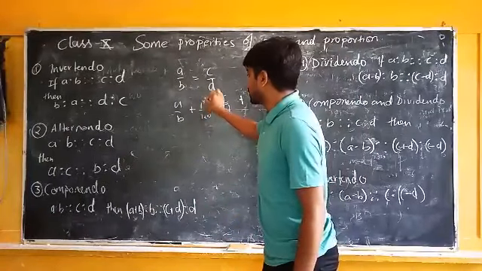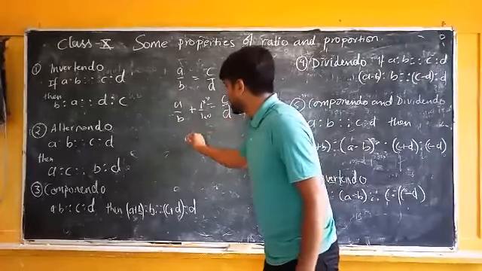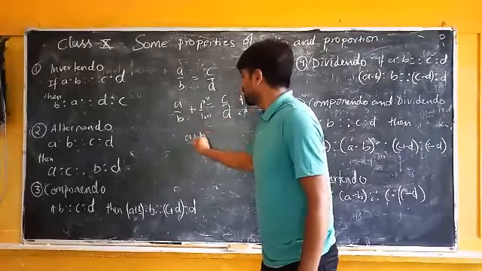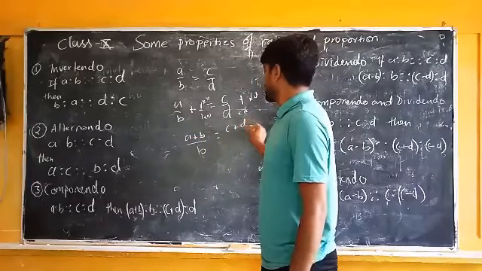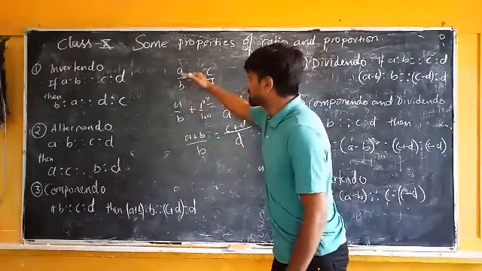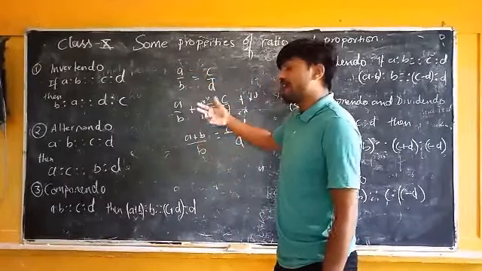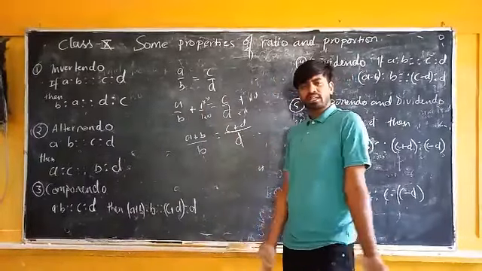Into B, into D. What is the LCM for this? Into D, into D. So what will this become? A plus B upon B equals C plus D upon D, right? And if we see, I can write whatever was given to me like this after I add 1. I didn't change the equation, I added 1 on both the sides.